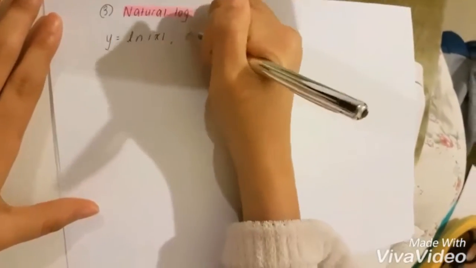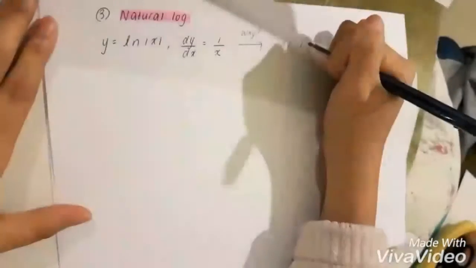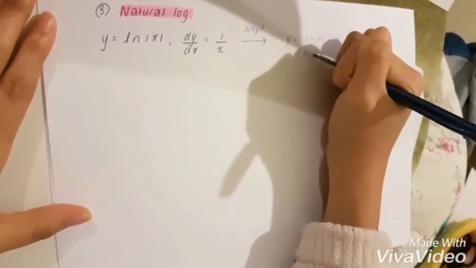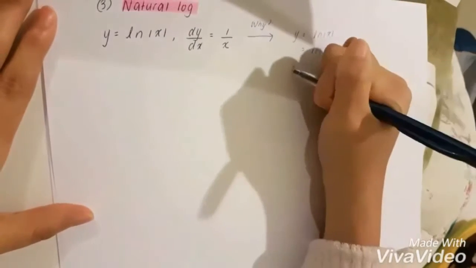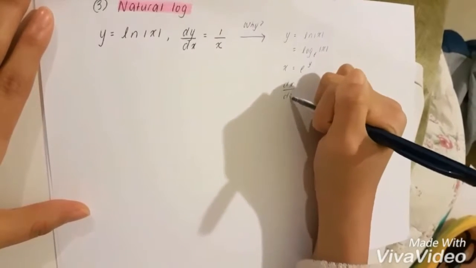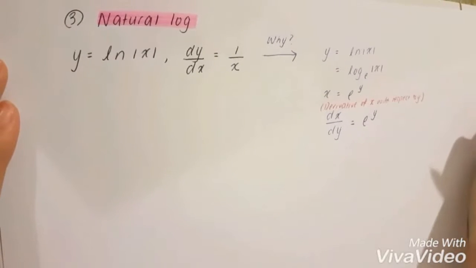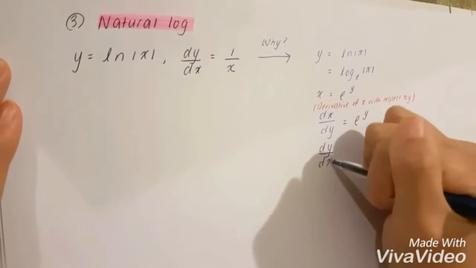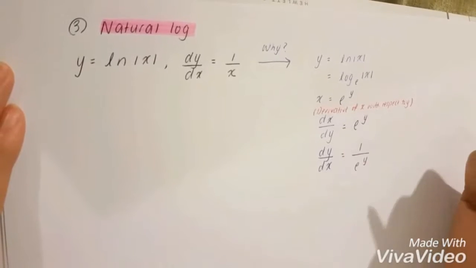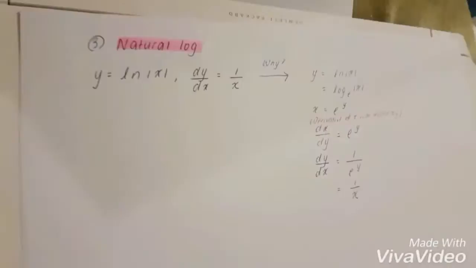Thirdly, the natural log. According to the formula sheet, it is said that the derivative of the natural log ln x is equal to 1 over x. This is because ln x is equal to log base e of x, which can be written in index form as x equal to e to the power of y. Using the exponential rule from before, the derivative of this, dx over dy, is equal to itself. Therefore, dy over dx is 1 over e to the power of y. And because e to the power of y is equal to x, dy over dx is equal to 1 over x.